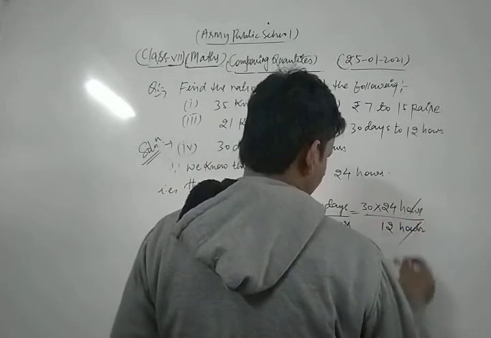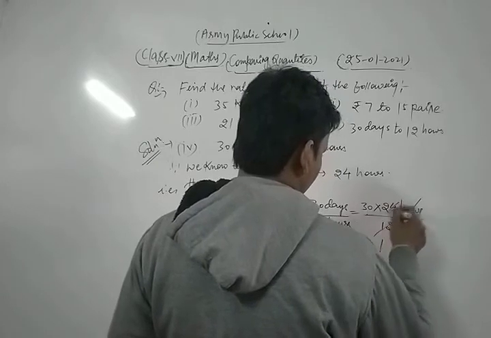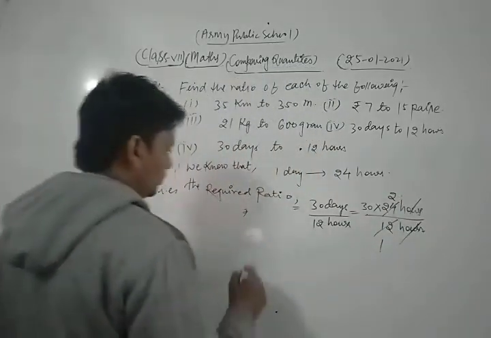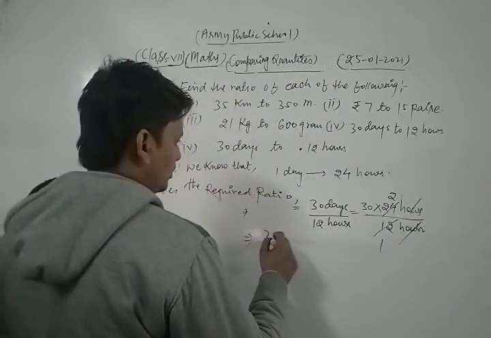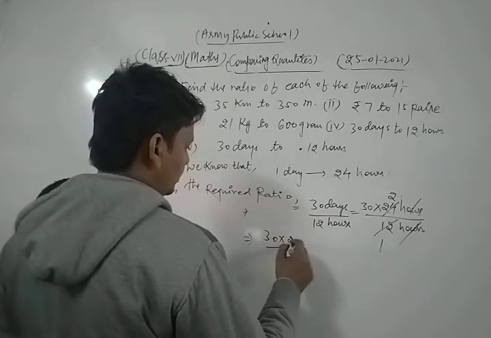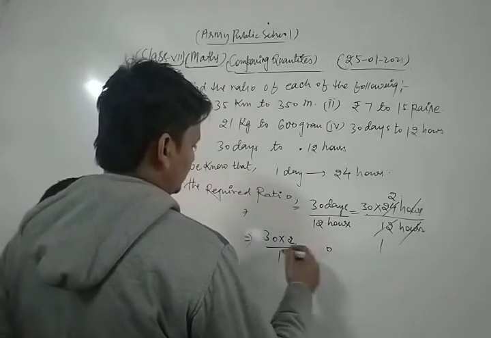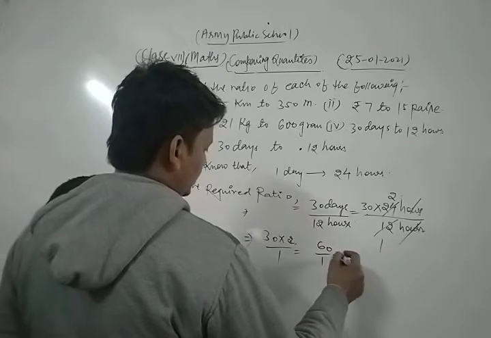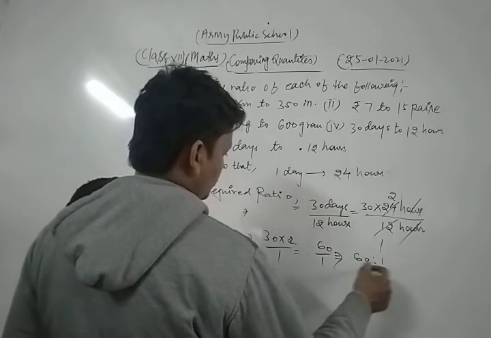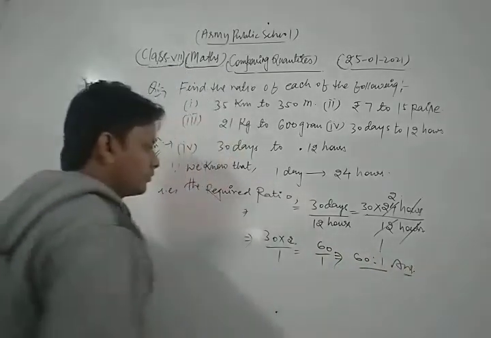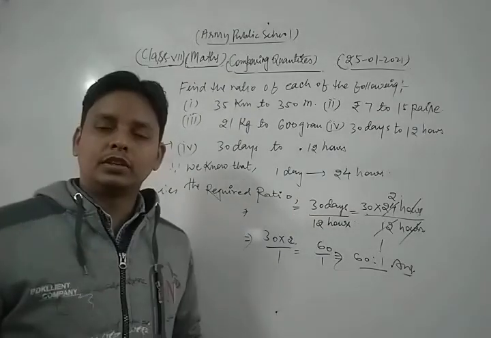Now hours cancel each other. 12 is 12, 12 2s are 24. So we get 30 into 2 divided by 1, that is 60 upon 1. The required ratio is 60 ratio 1. This is our required solution of the given question.